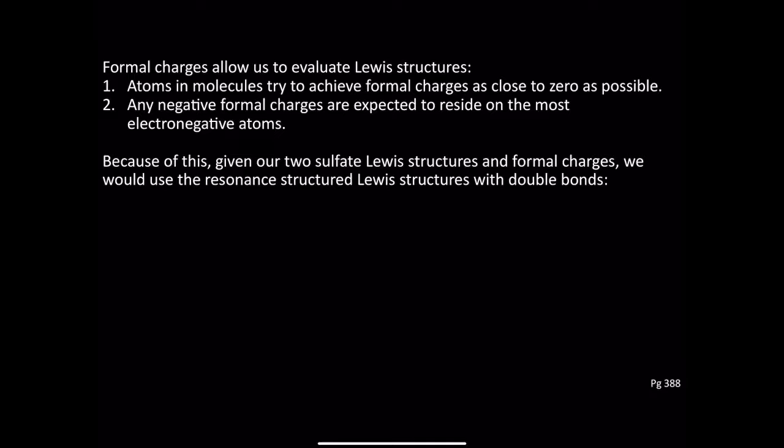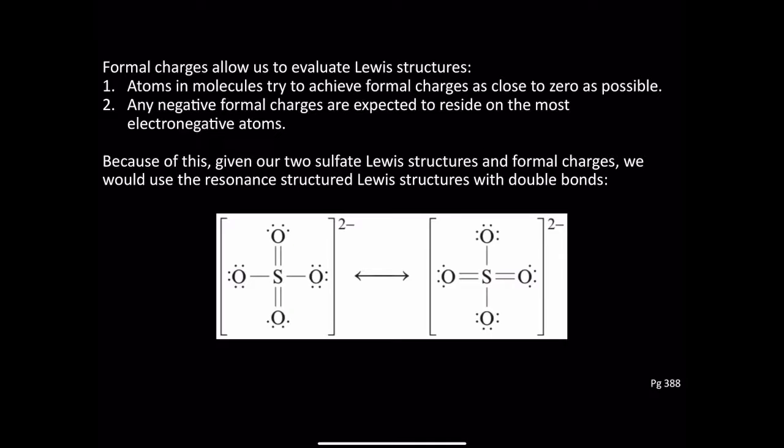So because of this, given our two sulfate Lewis structures and formal charges, we would use the resonance Lewis structure with double bonds. This is actually the one that we would use rather than all single bonds, because it gets us closer to 0, right? We have more of these bonds that are being shared that have a formal charge of 0. So this is the one that we would determine to use.